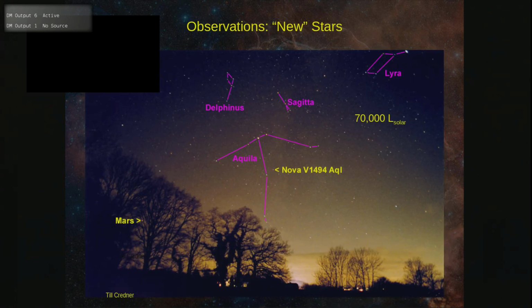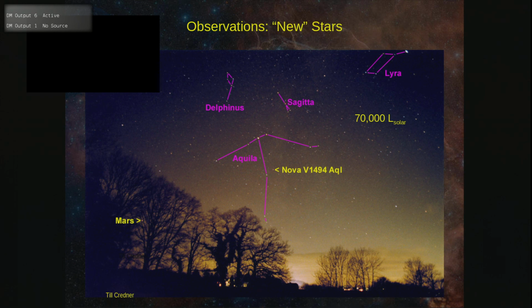So every now and then, we look up at the night sky and we see a new star. So this is the constellation of Aquila, the eagle, and if you go back to the mythology, I believe the eagle caught the thunderbolts of Zeus.